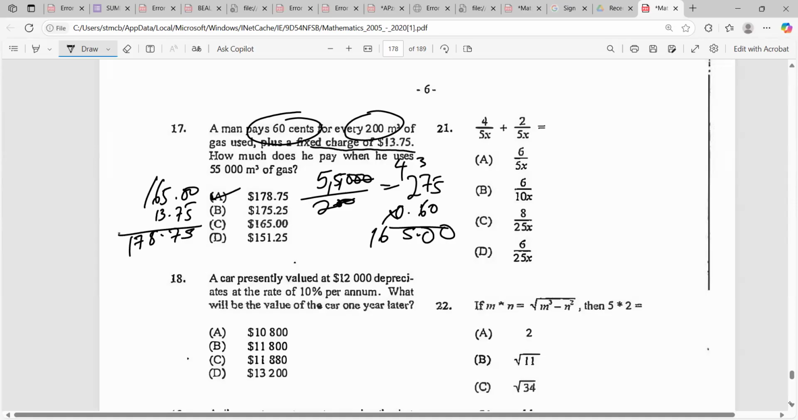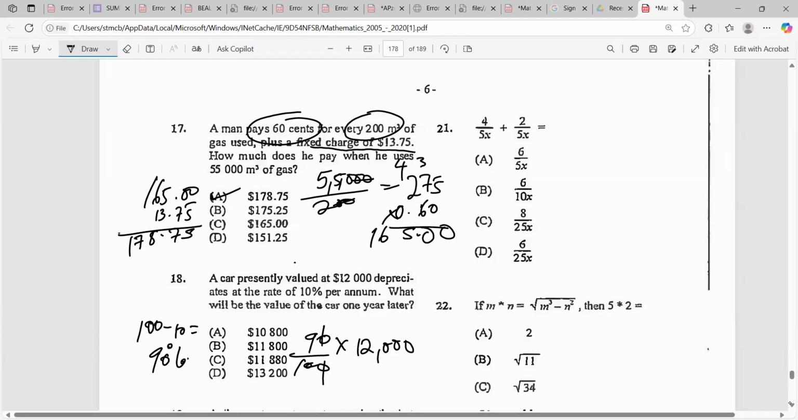a car presently valued at 12,000 depreciates at a rate of 10% per annum. What will be the value of the car after 1 year? So if the car depreciates, it means that the value will go down, right? So after 1 year, if it depreciates by 10%, the new value of the car will be 90% because it's no longer valued at 100%. That's what depreciation means. It takes down the value. So all we have to do is find 90% of the 12,000 to get the new value.